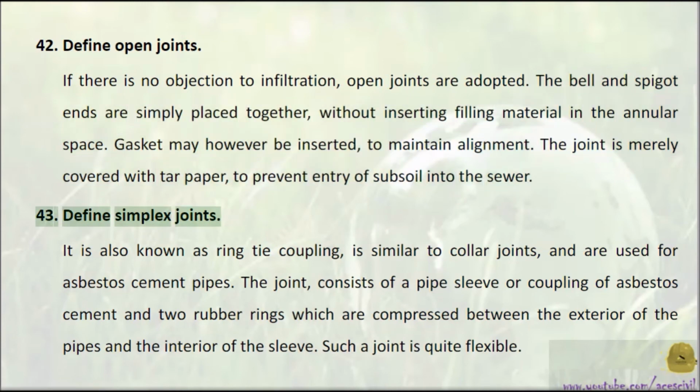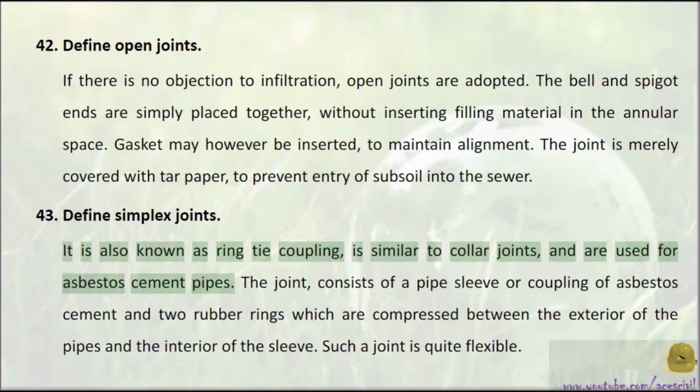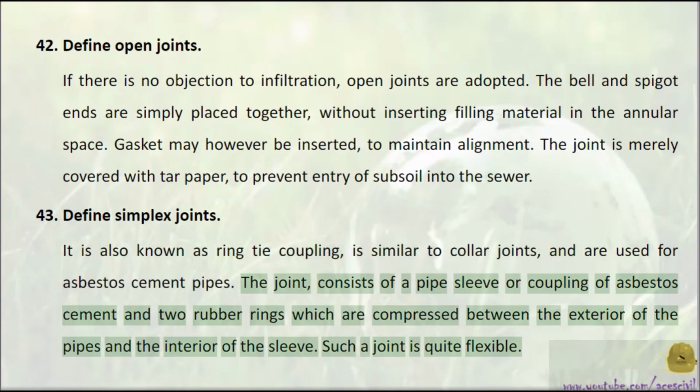Define simplex joints. It is also known as ring tie coupling, is similar to collar joints, and is used for asbestos cement pipes. The joint consists of a pipe sleeve or coupling of asbestos cement and two rubber rings which are compressed between the exterior of the pipes and the interior of the sleeve. Such a joint is quite flexible.